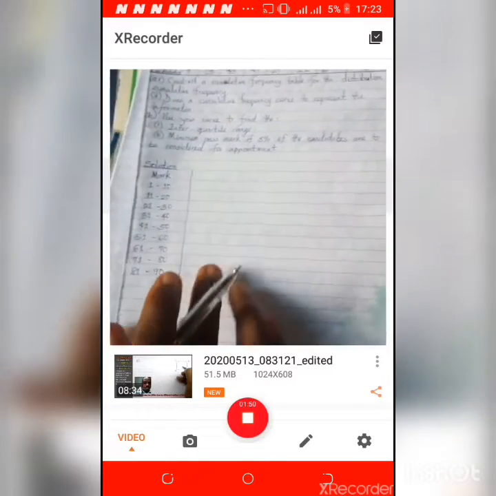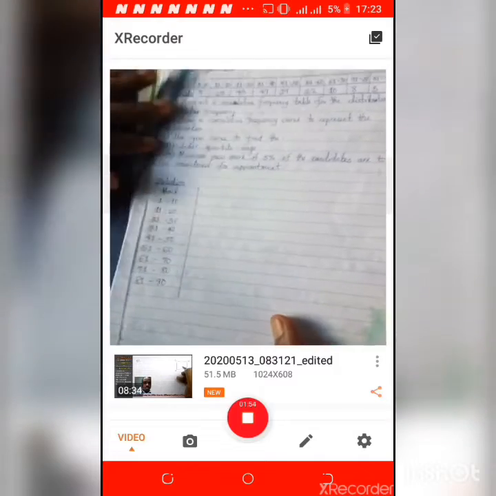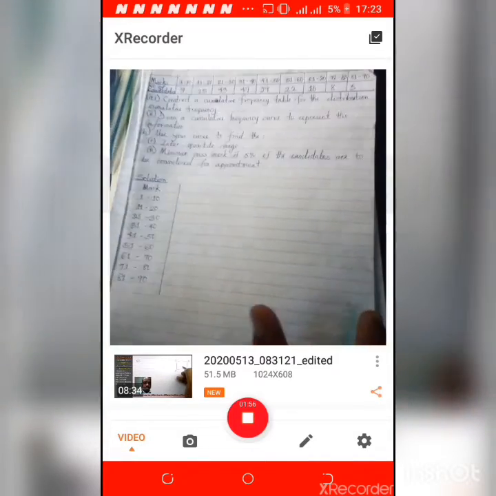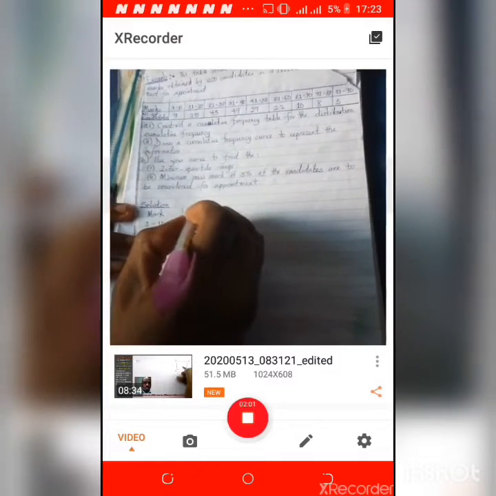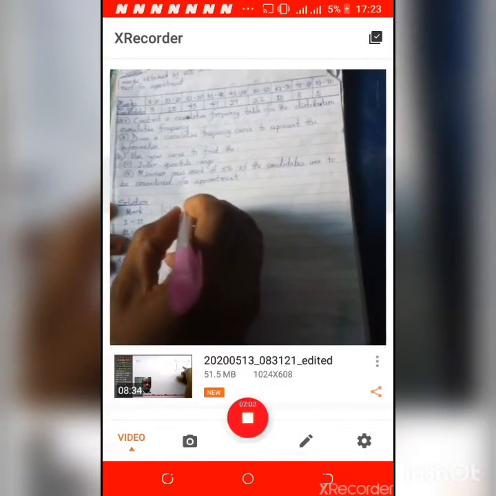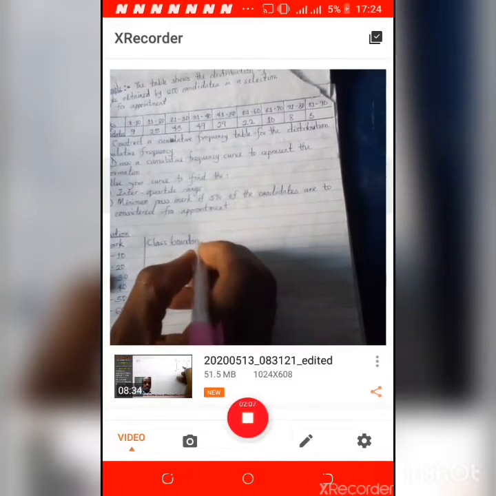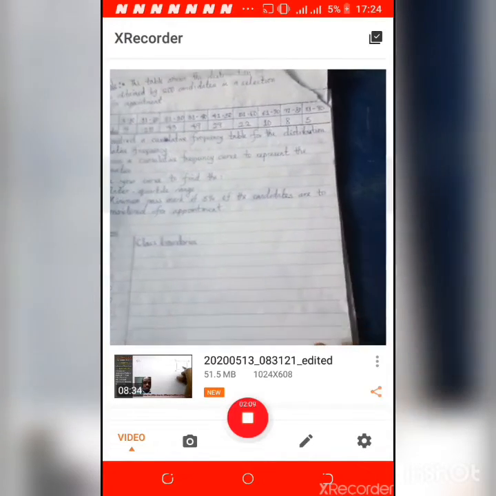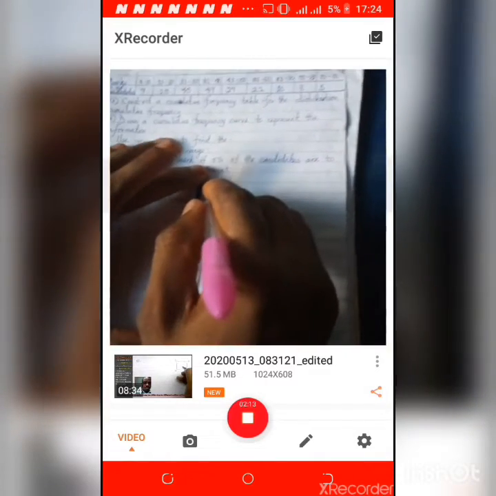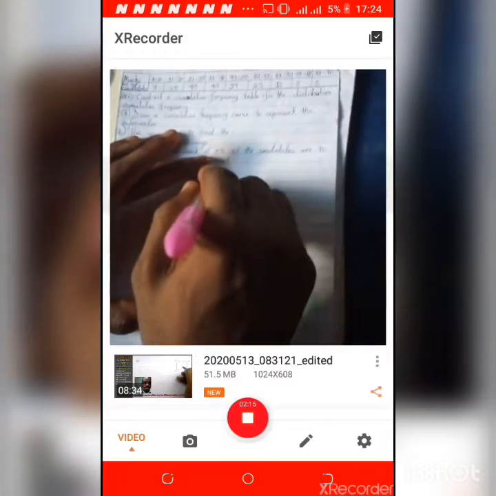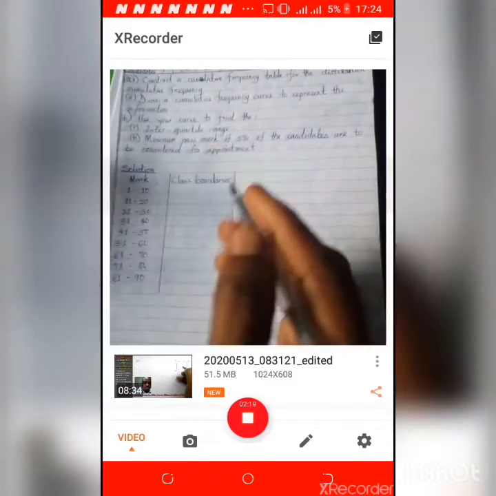So the next one we're going to draw is the class boundary. Don't forget, in the last class you were told how to get the class boundary, from the previous explanation on statistics.